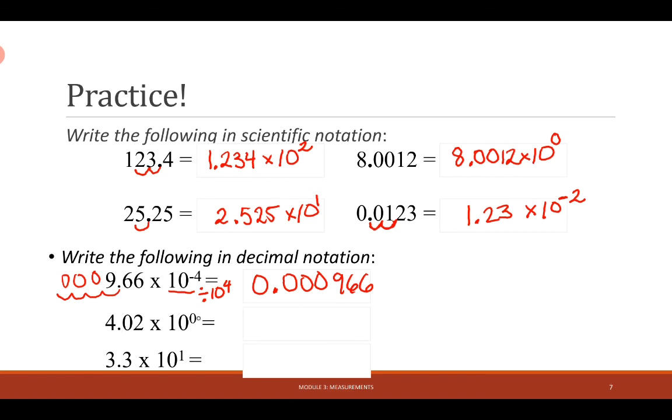After that, we're going to do 4.0 times 10 to the 0. 10 to the 0 is 1. And so any number times 1 is just itself. Then we have 3.3 times 10 to the first power. And that is going to be 3.3 times 10, which is 33.